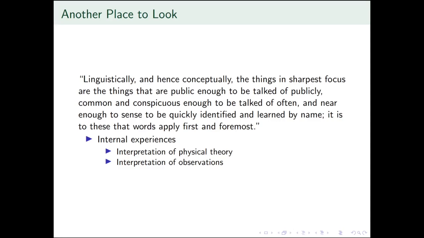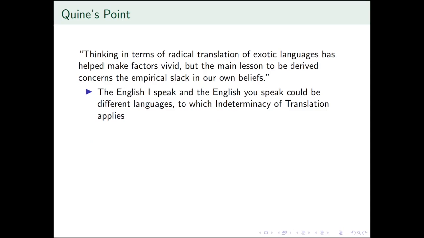Through intercommunication, we can establish a common set of predicted observations of a physical theory, but not a common internal interpretation of the physical theory. We can establish a word rabbit for a shared observation, but not a common internal interpretation of the observation. But it doesn't seem like Quine's main goal in discussing translation has anything to do with translation at all. "Thinking in terms of radical translation of exotic languages has helped make factors vivid, but the main lesson to be derived concerns the empirical slack in our own beliefs."